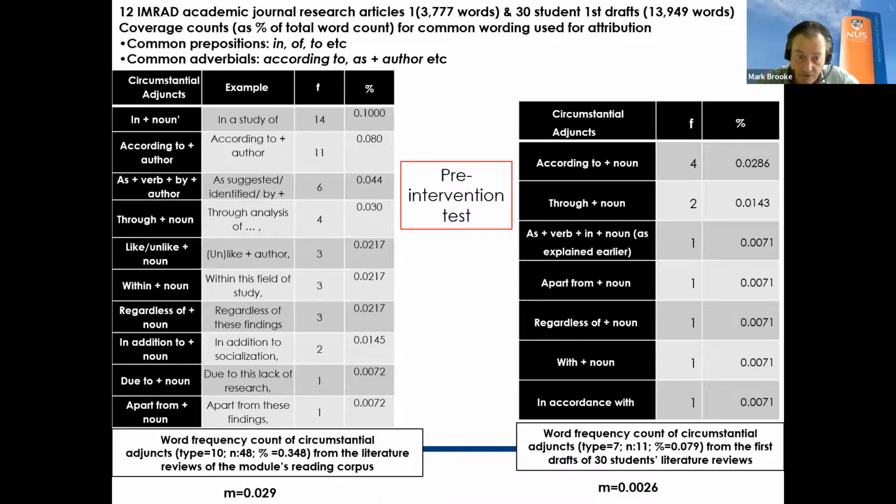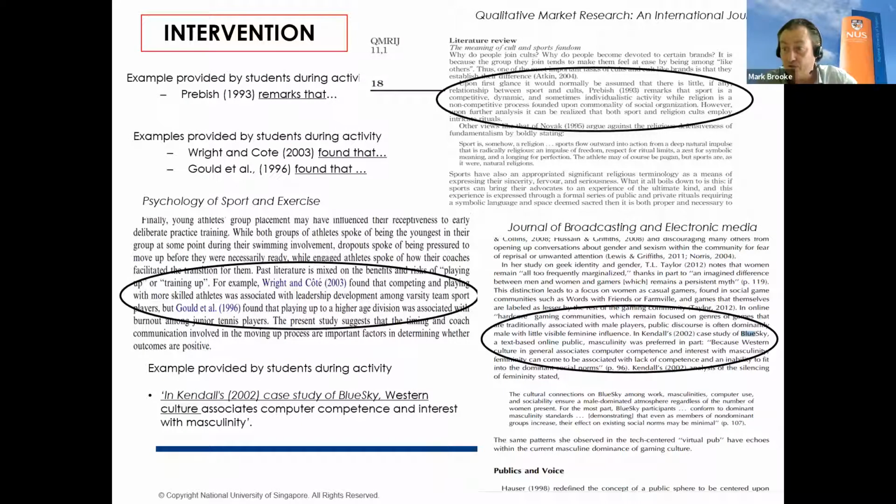So I decided to share this kind of research with the students. I actually showed them the tables and talked to them about the differences. And then we looked at the papers and did some text mining. These are just some examples that the students found themselves, like Prebish remarks that sport. This was from a journal called Quality Market Research. It's on football fandom. For example, Wright and Cote found that competing.